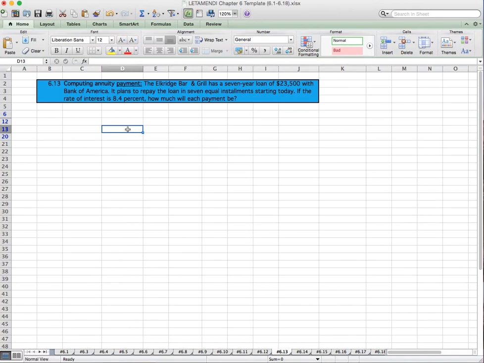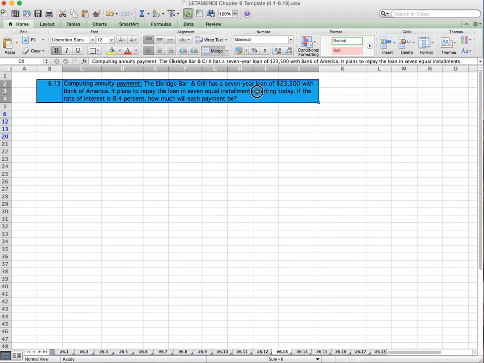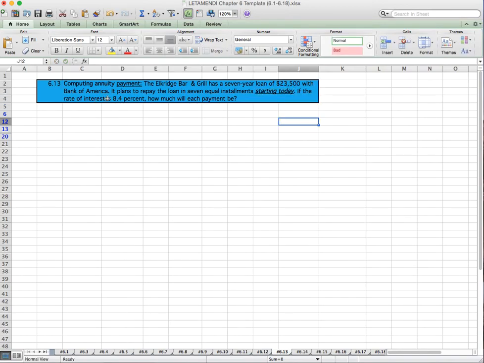The Elk Ridge Bar and Grill has a 7-year loan of $23,500 with Bank of America. It plans to repay the loan in 7 equal installments starting today. This is an important word when you're looking at your problems: starting today. If the rate of interest is 8.4%, how much will each payment be? I haven't had enough coffee today.